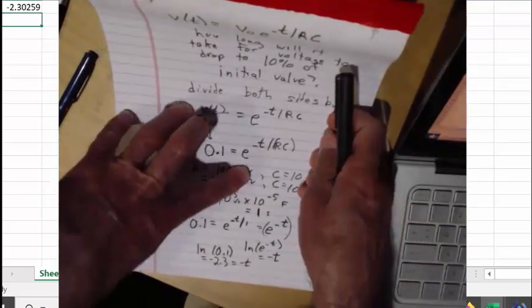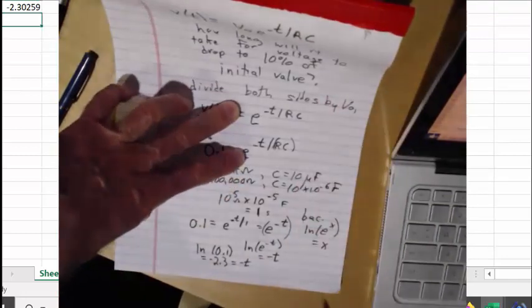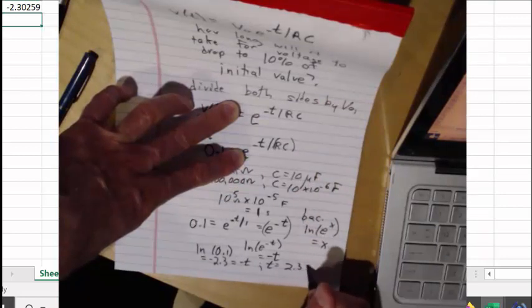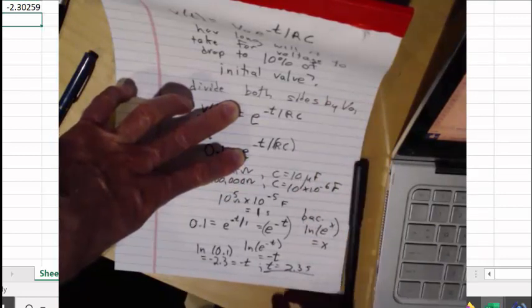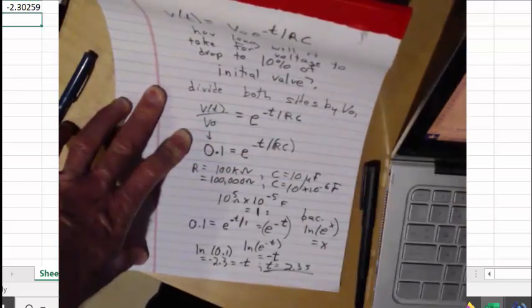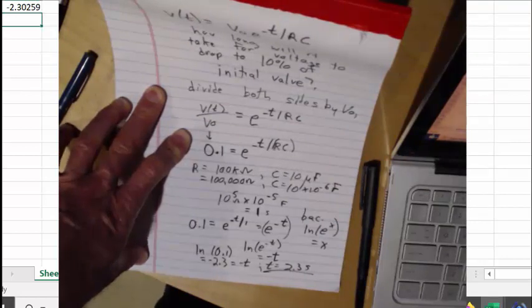Actually, you can see this. I think you can see that, I hope. So therefore, t is equal to 2.3 seconds. That's how long it'll take for this combination of resistor and capacitor to drop to 10% of its initial value, whatever its initial value is. It's going to take 2.3 seconds.